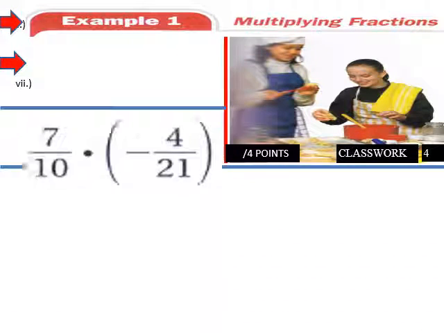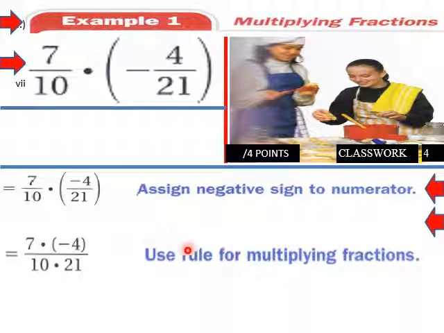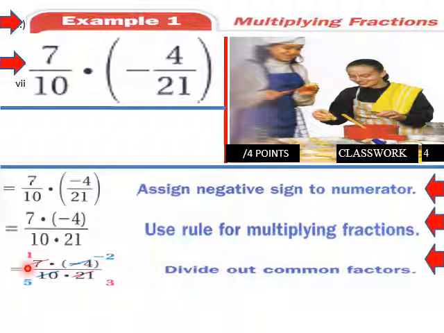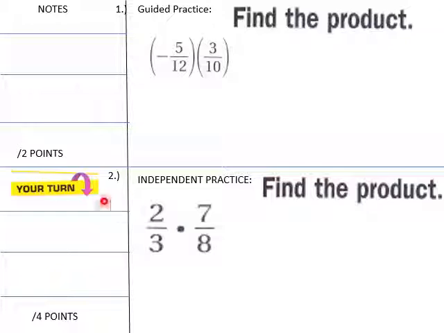And then our first example here to show this, 7/10 times negative 4 over 21. Okay, so we're just going to multiply straight across. And we get, they do some canceling here, and you end up with negative 2 over 15 is what it looks like. Negative 2 over 15 is what this becomes up here.